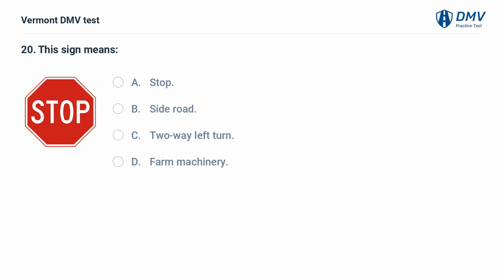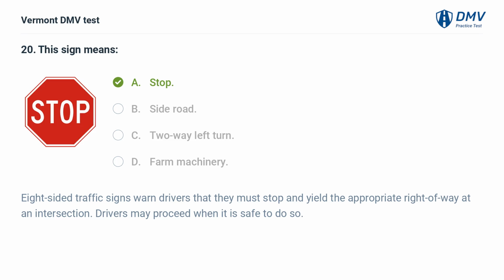This sign means A. Stop. B. Side road. C. Two-way left turn. D. Farm machinery. A. Stop.